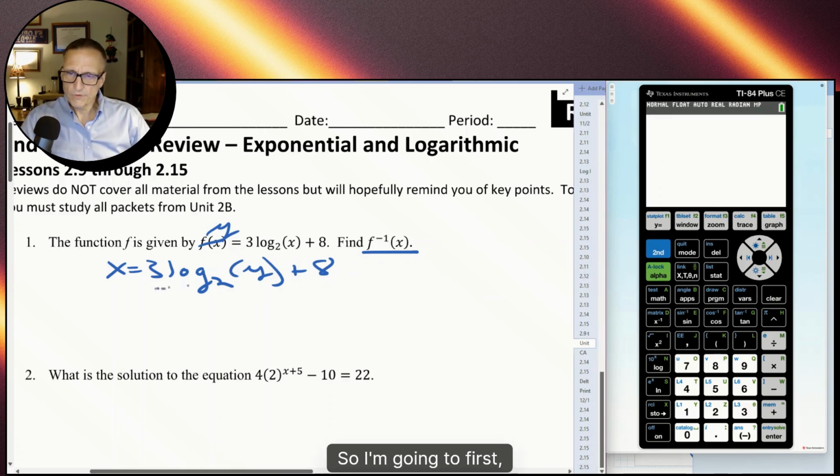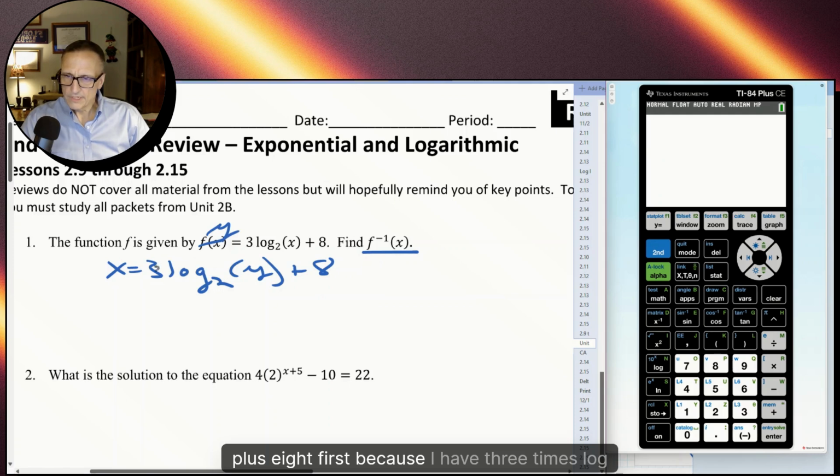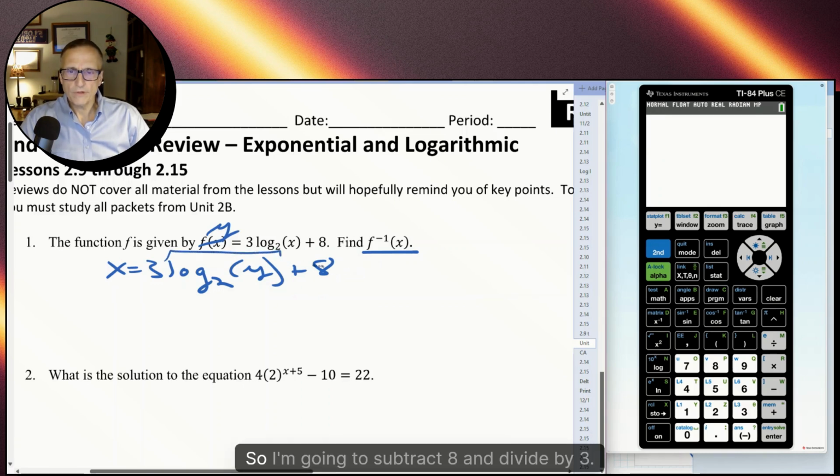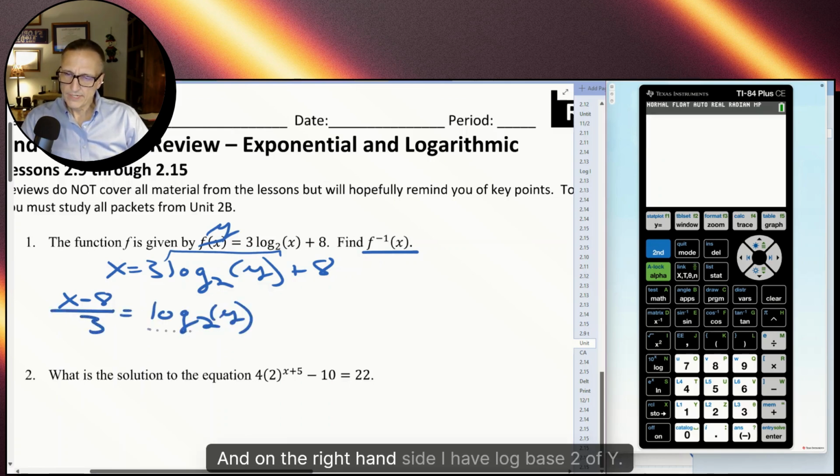So I'm going to first, like any other algebra problem that I'm solving, get rid of this term of plus 8 first, because I have 3 times log base 2 of y. And if I'm going to solve for y, I have to first isolate the logarithm portion. So I'm going to subtract 8 and divide by 3. So I get x minus 8, and then divided by 3. And on the right-hand side, I have log base 2 of y.